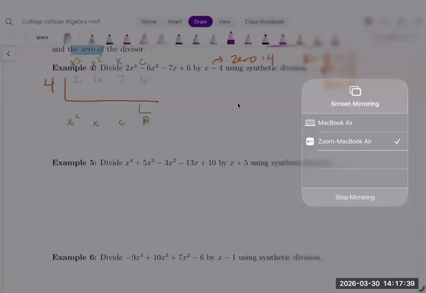Okay, let's see if I can get this sharing and then we'll get going. Okay, perfect.